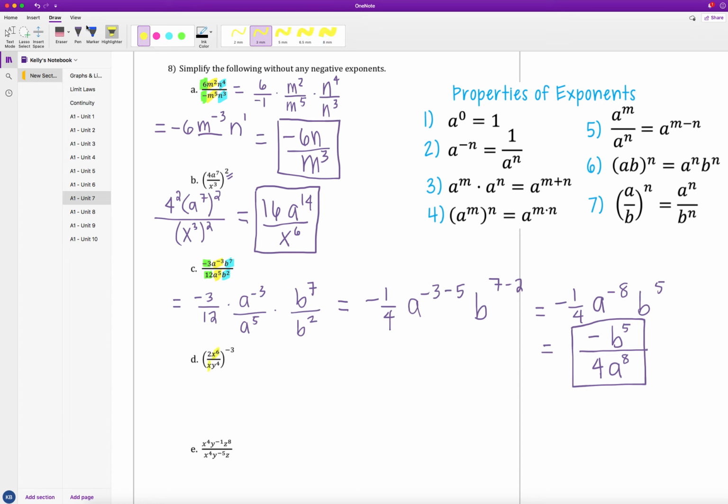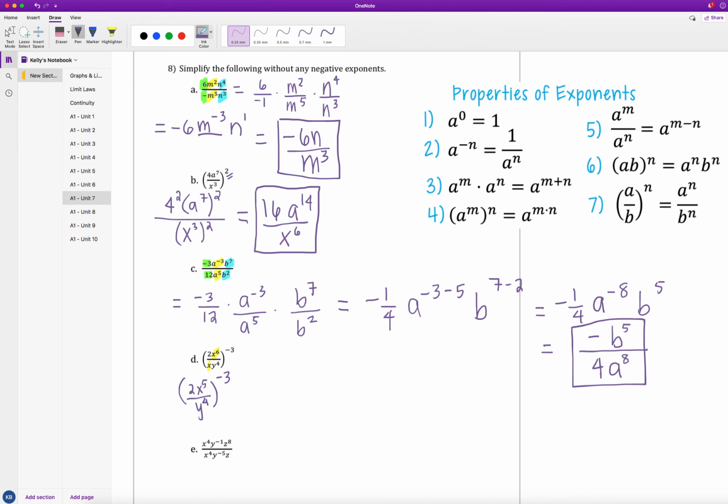So before I even worry about that negative 3, I'm going to make my life easier by simplifying what's inside those parentheses. When I have a power or a base divided by the same base, I can subtract the exponents, so I'd get 2 times x to the 5th in the numerator, since I have 6 minus 1, over y to the 4th still, and then that negative 3 is still on the outside.